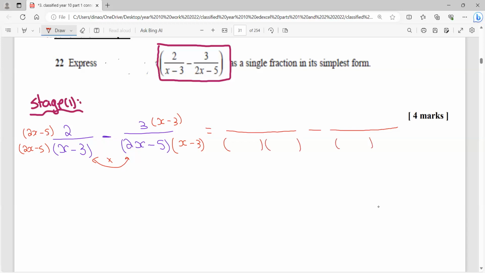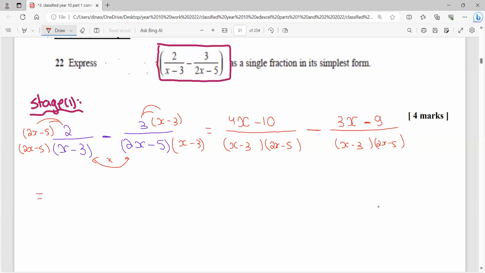Let's just write the denominators over here: x minus 3, and here 2x minus 5, and here x minus 3, and here 2x minus 5. And of course, if you remember, now we expand. So 2 times 2x is 4x. 2 times negative 5 is negative 10. 3 times x is 3x. 3 times negative 3 is negative 9. Reaching the final answer.